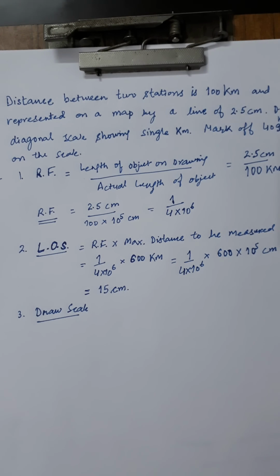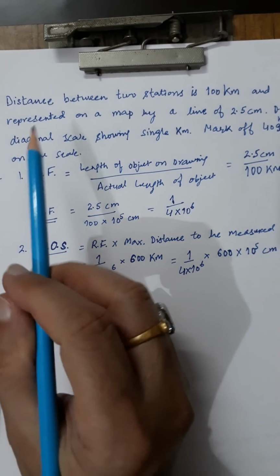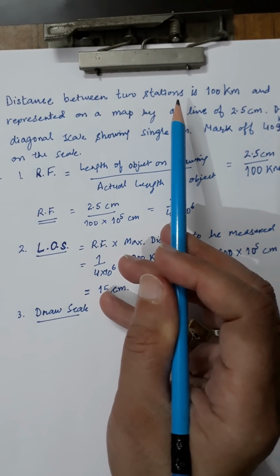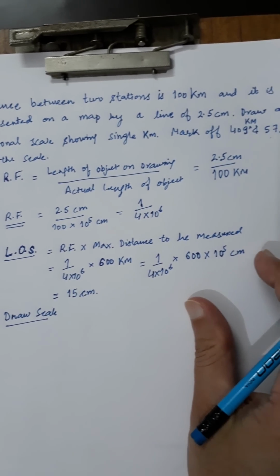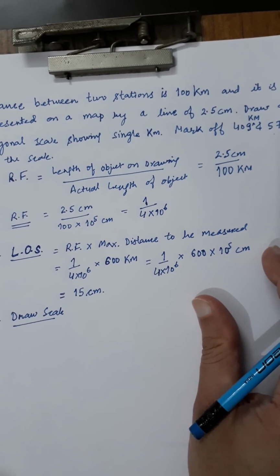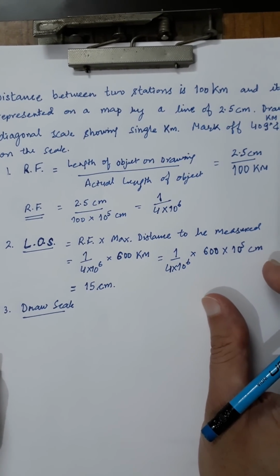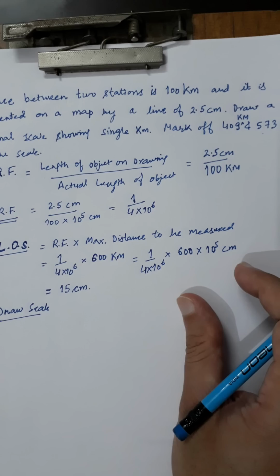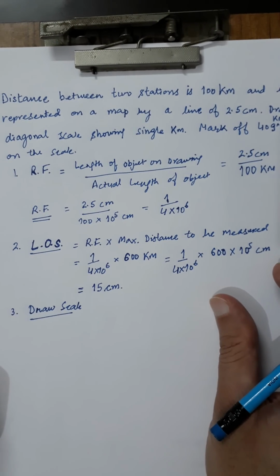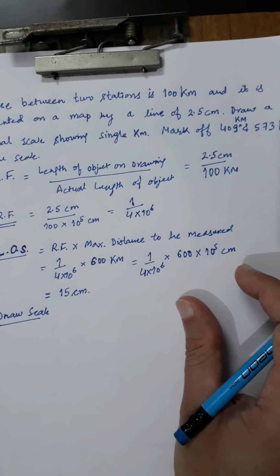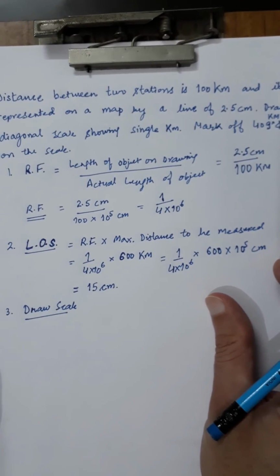Hello students. In this lecture I will discuss another diagonal scale. The distance between two stations is 100 kilometers and it is represented on a map by a line of 2.5 centimeters. Draw a diagonal scale showing a single kilometer and then mark off the distances 409 kilometers and 573 kilometers on the scale.